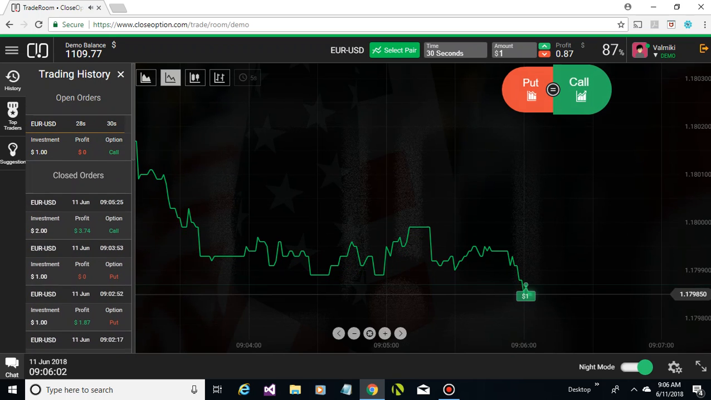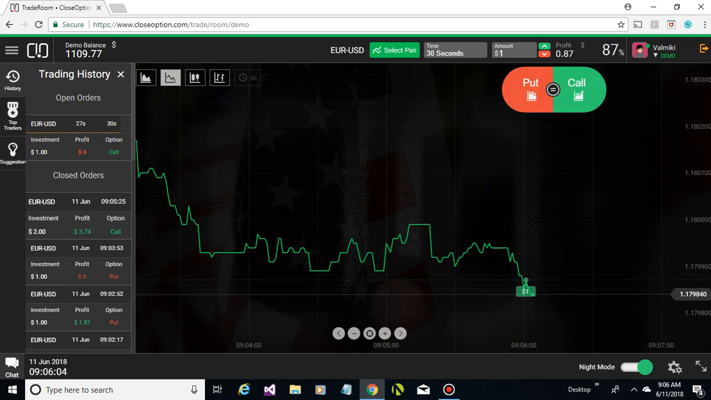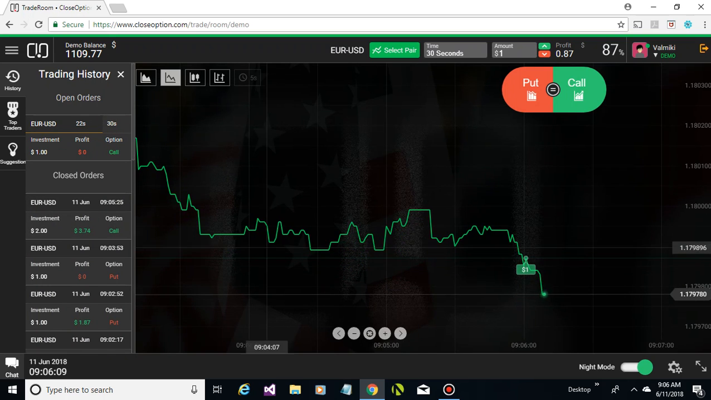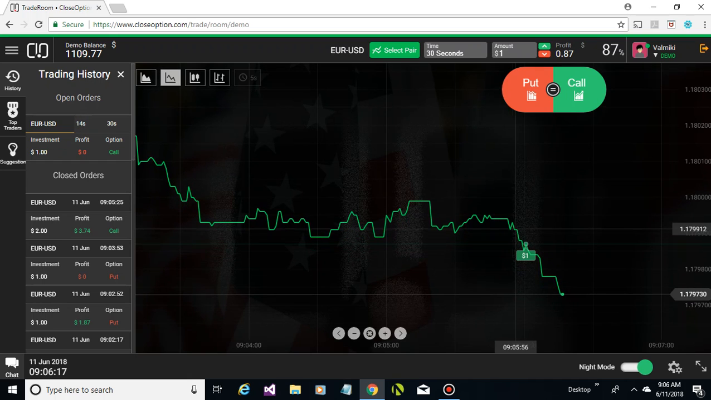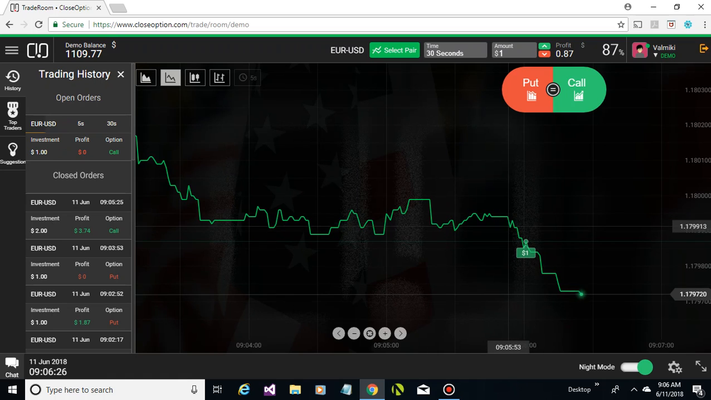Okay. So this was executed at 9:05:25 and closed at 55. So we have a little bit of a delay right there. That's when it closed. That is 55 and that is 25 right there. It's probably a marginal gain.